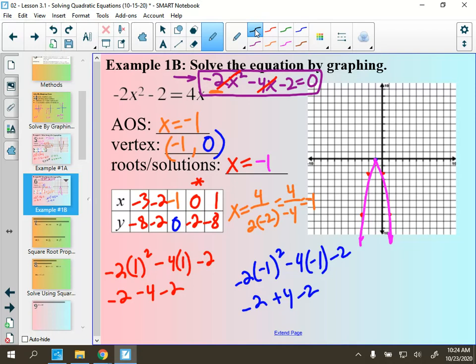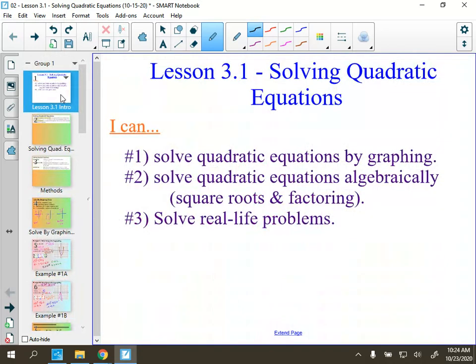There's just that follow-up of what are your x-intercepts? And those are our solutions, okay? All right, so they're solved by graphing. Sweet, one down. Check it off. What do we got next? Solving algebraically using square roots.